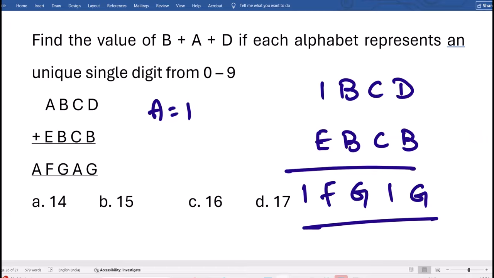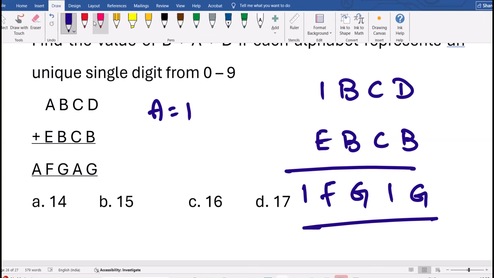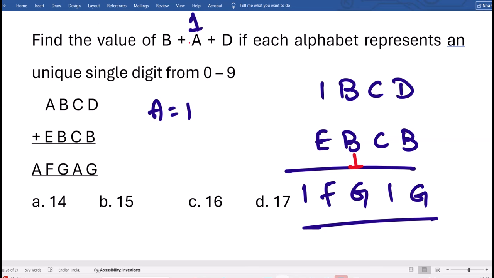They want BAD values. You got A value already. Now B and D required. D plus B is G. B plus B is with some carry maybe G. Definitely it cannot be same. Here definitely there should be a carry from previous. B plus 1 is G, and I can clearly sense the relation between D and B is plus 1. D is B plus 1.